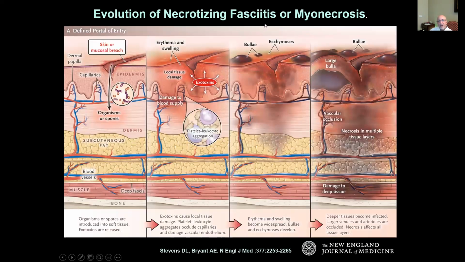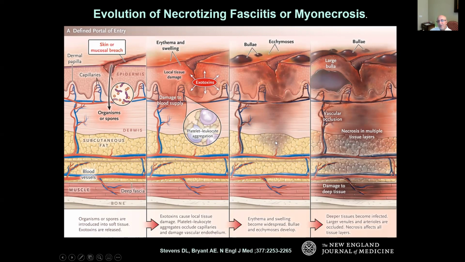The evolution of necrotizing fasciitis or myonecrosis is interesting. Approximately 50% of the patients will have a defined portal of entry, where there is a skin or mucosal breach that leads to the organisms and exotoxins invading the deeper layers of tissue. As we see here, as the exotoxins spread, there's platelet leukocyte aggregation and damage to the blood supply. This area then becomes further ischemic, and you get bullous and ecchymotic discoloration of the skin at the surface.